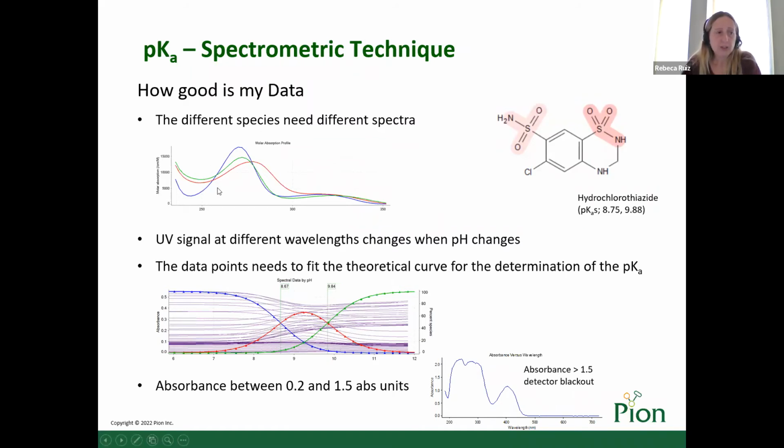And this point is really crucial because the pKa's are determined based on the changes of the absorbance with the pH. So during data processing, the experimental points, the triangles, need to fit the theoretical lines. The optimal absorbance range is between 0.2 and 1.5 units. Lower than this range, the UV data is poor and weak. However, higher than 1.5, the detector is saturated and will show this typical flat shape.